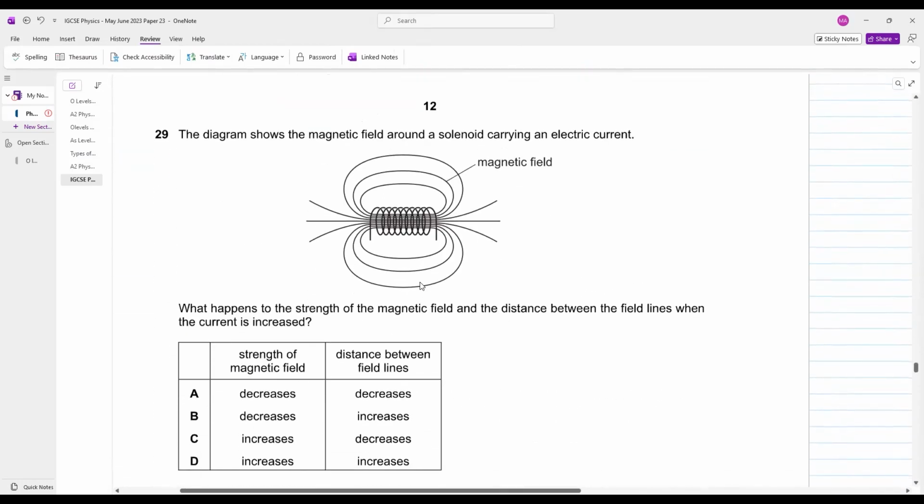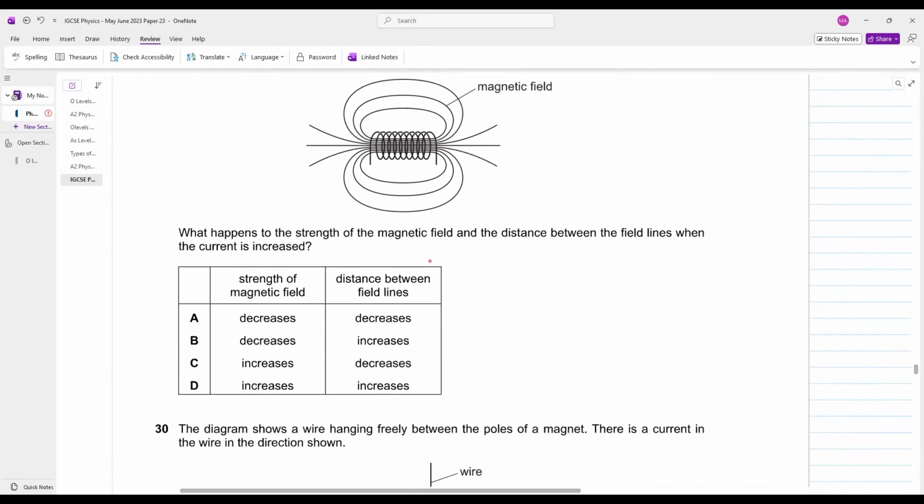अच्छा जी, the diagram shows the magnetic field around a solenoid carrying an electric current. Perfect. What happens to the strength of magnetic field and the distance between the field lines when the current is increased? जब current increase होगा तो strength of magnetic field increases. A और B cancel out. What happens to the distance between the field lines? Decreases. C is your answer.